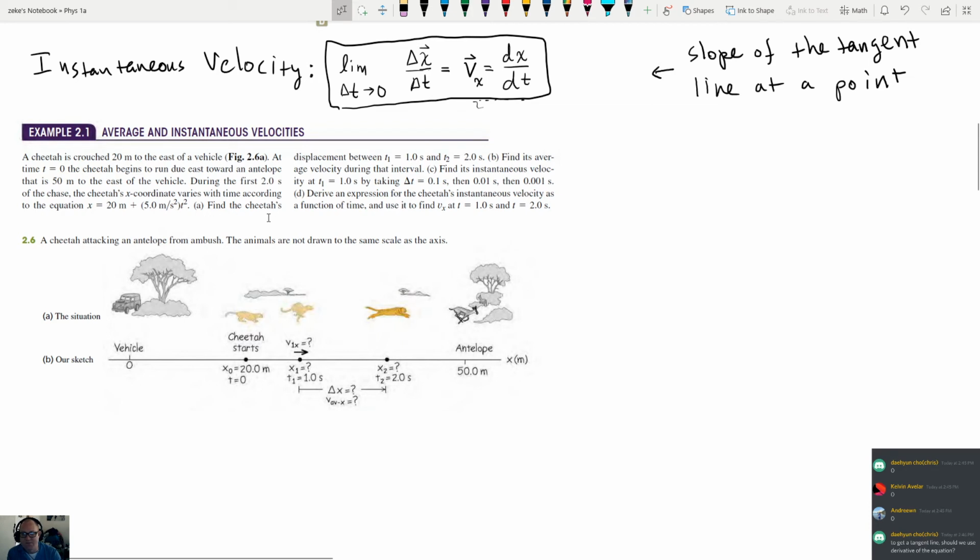We want to find the cheetah's displacement between t1 and t2, from 1 second to 2 seconds. We want to find its average velocity during that interval. And then we're going to find its instantaneous velocity by taking delta t equal to 0.1 seconds, 0.01 seconds, 0.001 seconds, and then finally we'll do the same thing by using the derivative. Okay, so again, we've got a cheetah right here. It's moving to the right. There's an antelope at this point, 50, and the cheetah's x-coordinate as a function of time is given by that expression, 20 meters plus 5 meters per second squared times t squared.